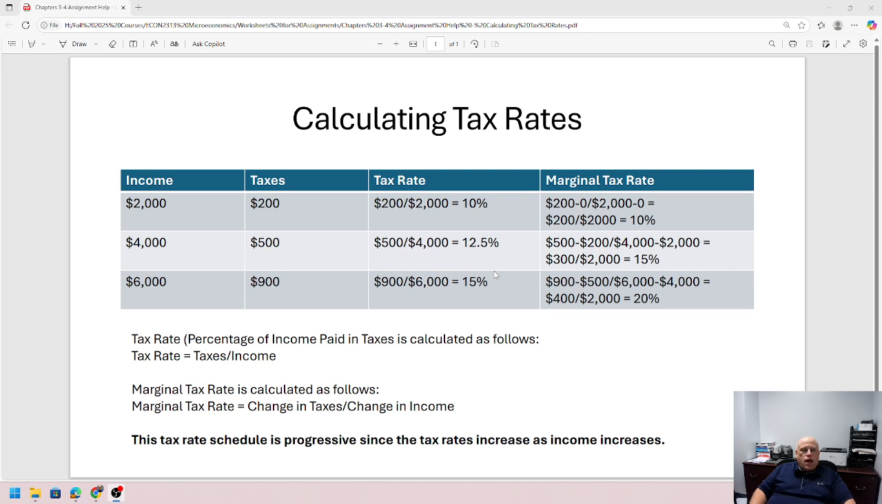All right, so that is what I wanted to explain in this video. Below the table, I've got the formula for calculating the tax rate and also the marginal tax rate. So use this information to help you work through that particular problem on the assignment.